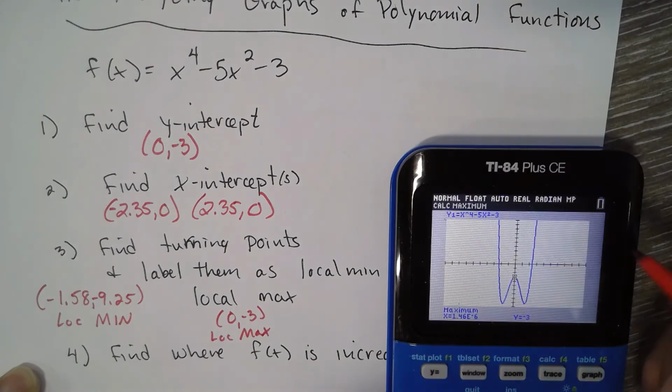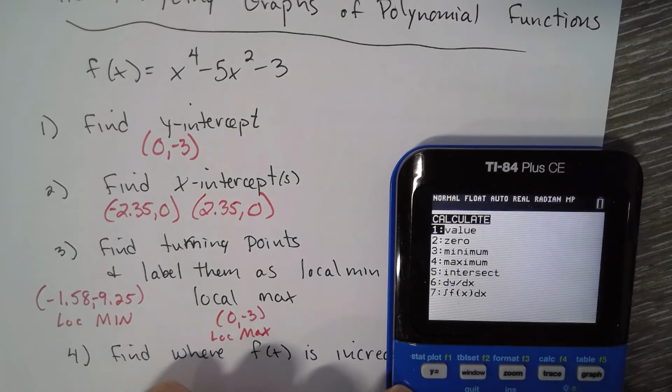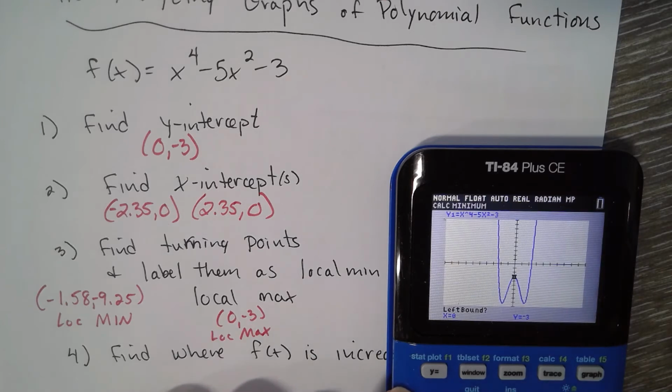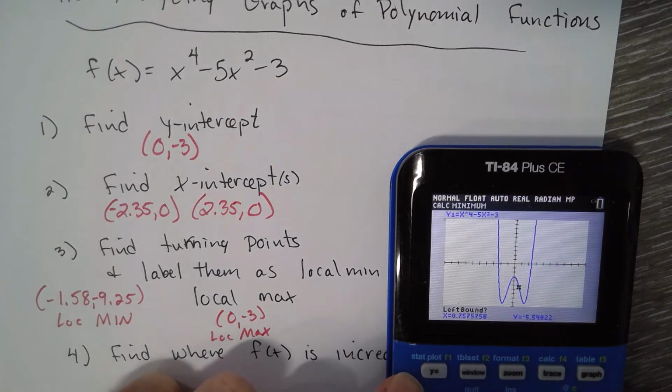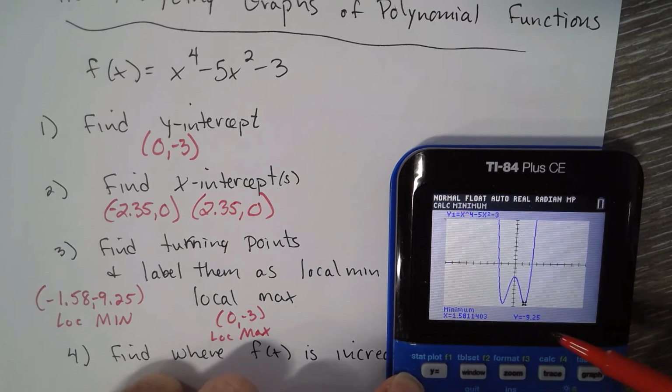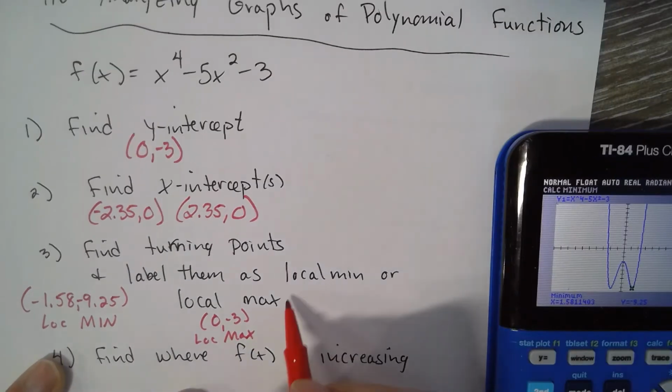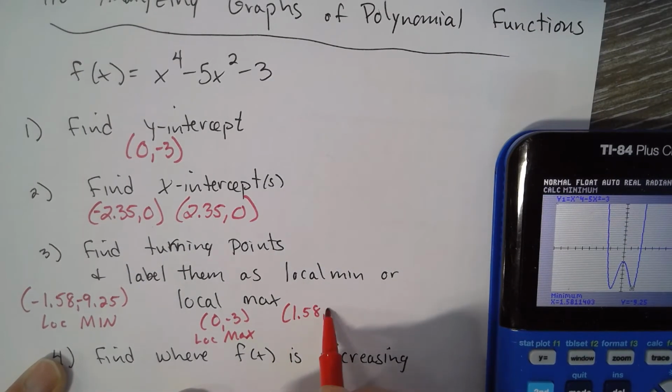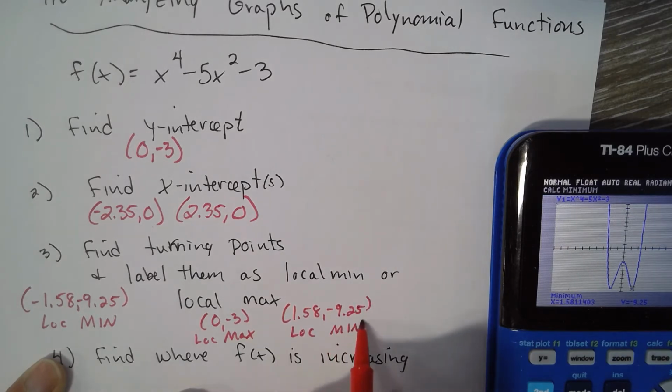And our last turning point is right down there. If it's symmetrical, I'm guessing it's going to be positive 1.58 comma negative 9.25. So we'll see if that's true. Left bound, right bound, guess 1.58, negative 9.25. 1.58, negative 9.25, and that is a local minimum because it's the lowest point around there.